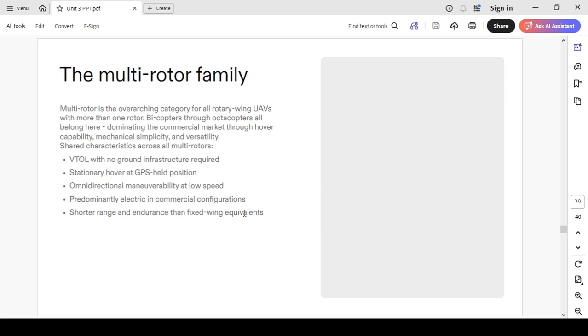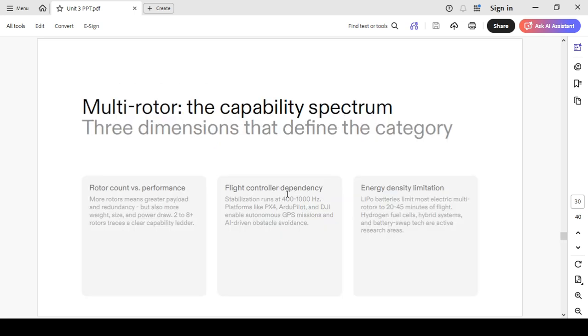This gives you the capability, mechanical stability, and versatility, all of which can be integrated. You don't require any kind of ground for takeoff and landing, as it is a VTOL case, as I already told, vertical takeoff and landing. Omnidirectional maneuverability at low speeds you will be achieving. Electric batteries are generally used for powering these. Short range endurance compared to the fixed wing in this case.